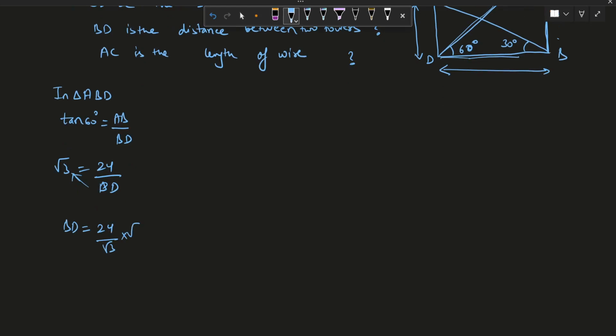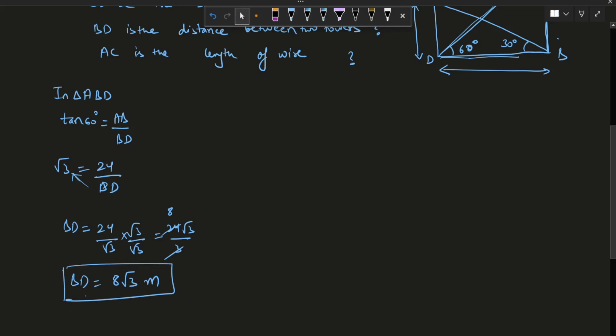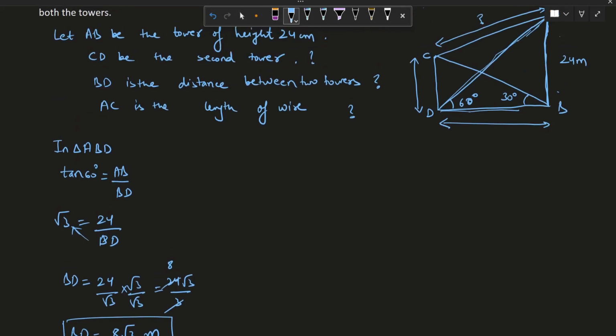So you can rationalize the denominator. So you will have 24 root 3 by 3, cancel 8. So BD comes out to be 8 root 3 meter. Distance between the two towers is there. Okay, fine. Now let's move to the second triangle. Second triangle is what? BCD. So in triangle BDC or BCD, this is the triangle I'm talking about. In this triangle, if you see, angle is 30 degree.